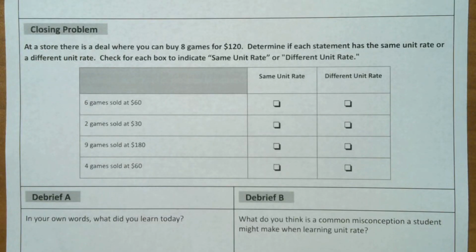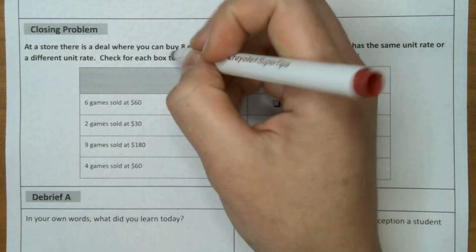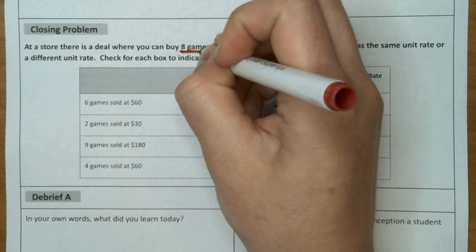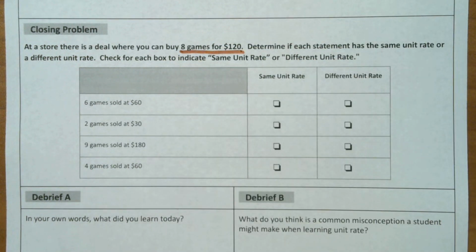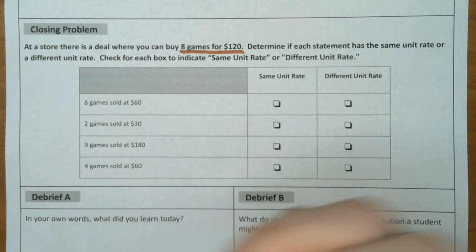All right, let's finish off our lesson with our closing problem. It says, at a store, there is a deal where you can buy 8 games for $120. Determine if each statement has the same unit rate or a different unit rate. Check for each box to indicate same unit rate or different unit rate. So the first thing we need to do is figure out what is the unit rate of this original statement. 8 games for $120.